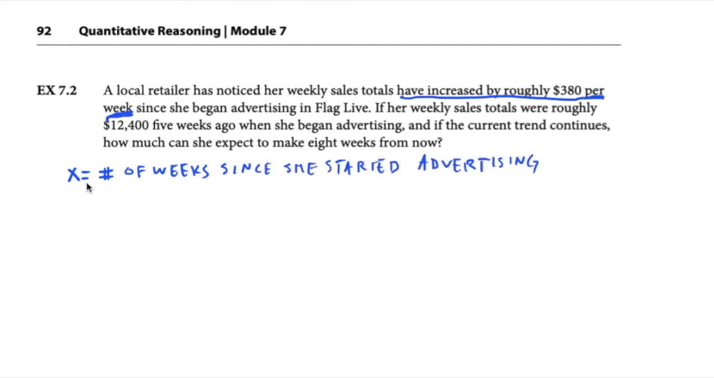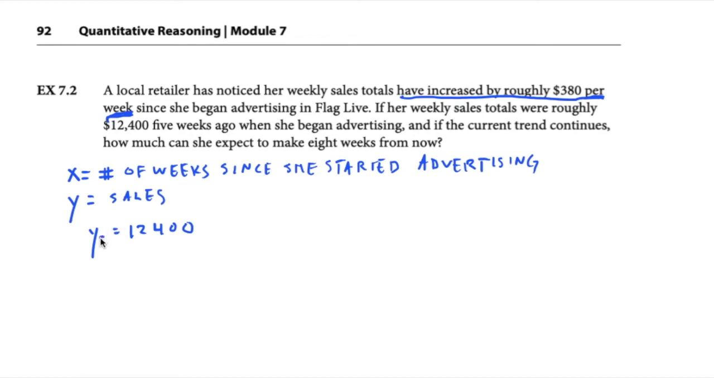And using that as my variable, then we have this 12,400 as a baseline value. So if I want to be more explicit here, I can actually define a dependent variable to be her sales. Then this 12,400 is the initial value of that sales variable. We'll get into this notation a little bit more in subsequent examples.